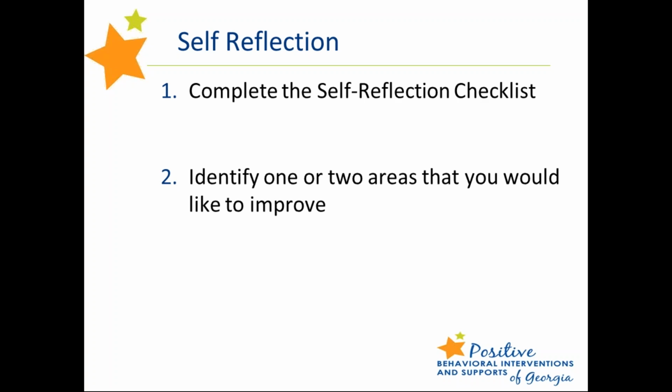Before we begin, go to the Activities and Resources and find the Self-Reflection Checklist. This tool is for you to reflect on and self-assess your current practices. Fill it out now. Once you complete the checklist, identify 1 or 2 areas that you would like to improve. Keep this self-reflection handy. You'll use it again at the end of the module. Pause the module as you do this activity. Press play when you are ready to continue.